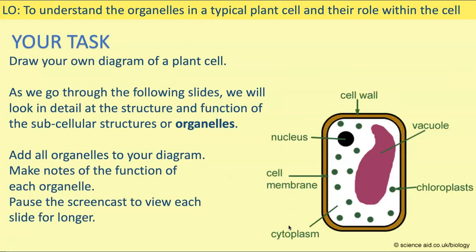So your task for this screencast is exactly the same as in the animal cell screencast. As we go through the slides, which detail the structure and function of each organelle, I want you to be drawing your own diagram of a plant cell. You can start off with a kind of rectangular shape like this, and then fill it in as we go along. You do need to also make a note of the function of the organelles, because your next task that follows this one will require that information. If you need to view any of the slides for longer on the screencast, just pause the video.